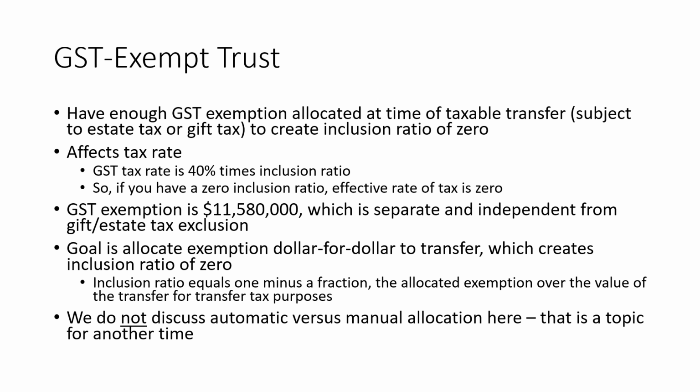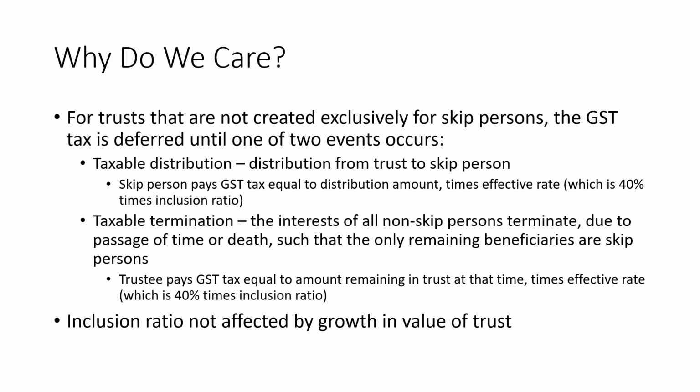So if you allocate dollar for dollar, your inclusion ratio is essentially 1 minus 1, which equals 0, and 0 times 40% equals a 0% tax. Now, we don't get into automatic versus manual allocation of the GST exemption. That could warrant multiple discussions as well, but big picture here is, why do we really care?